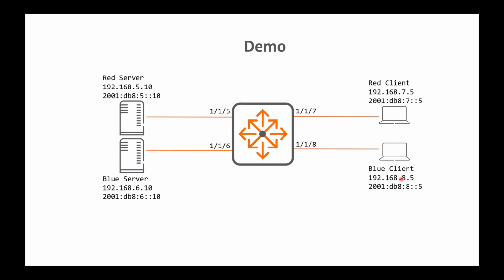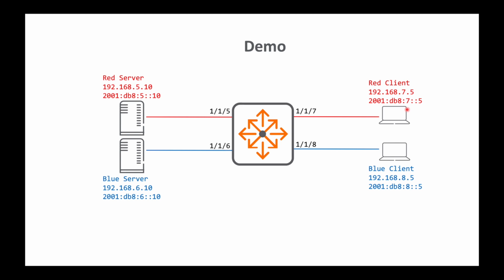So to start with, we have a full mesh of connectivity. So red client will be able to ping red server, blue client, and blue client will be able to ping all of its neighbors here. But what we're going to do is segment the CX device with a VRF red and a VRF blue.